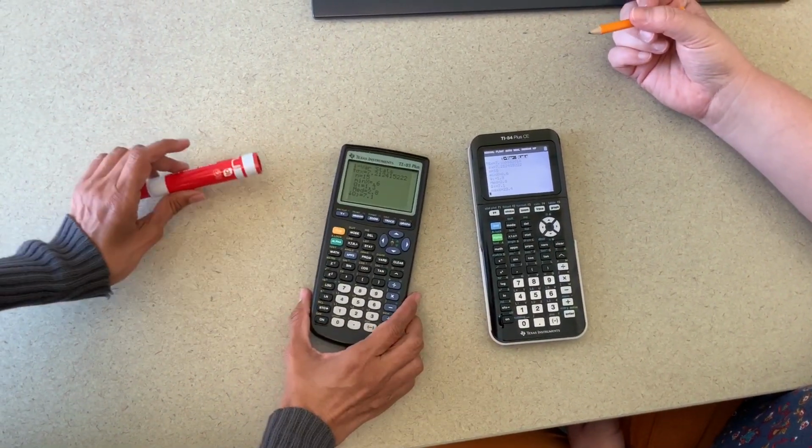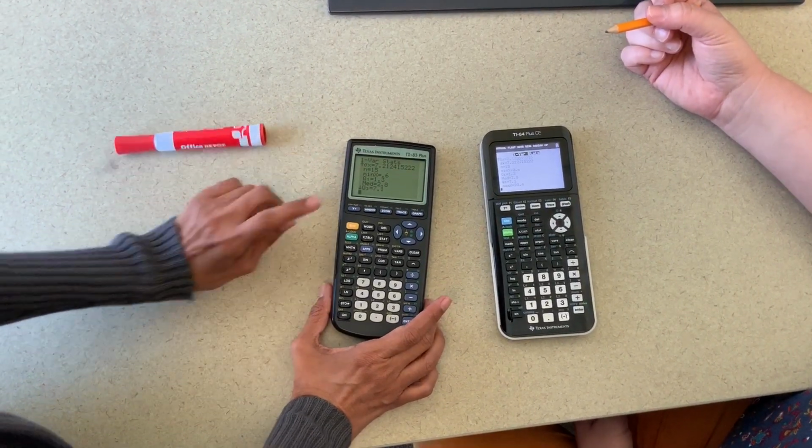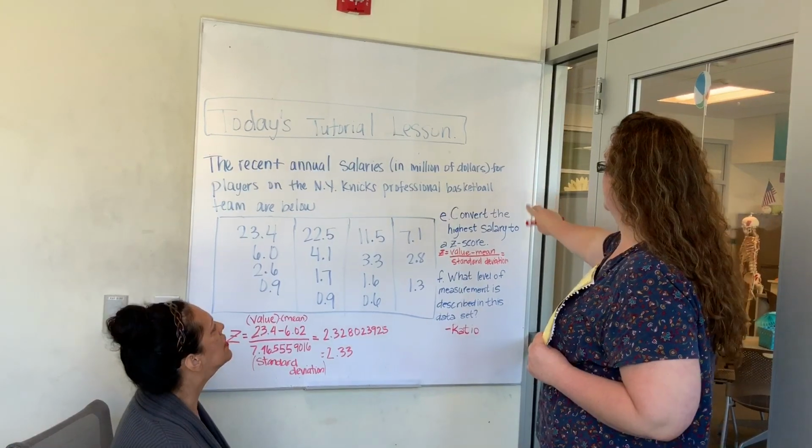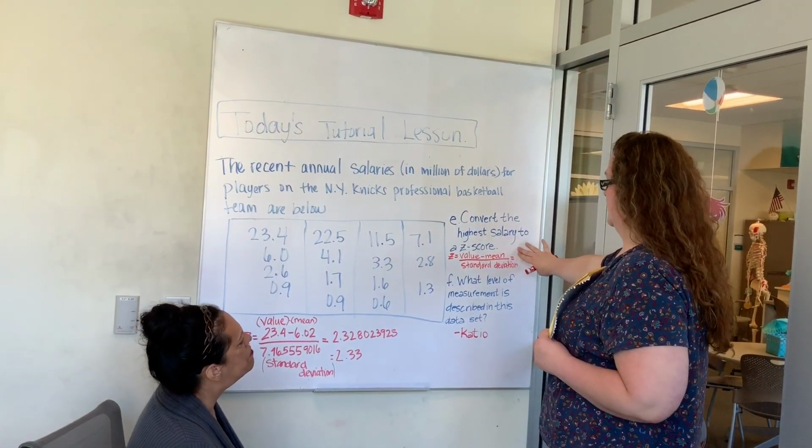So now, are you good on it? Yeah, makes a lot of sense. Awesome. Okay, perfect. Thank you. So then we're asked to convert the highest salary to a z-score.